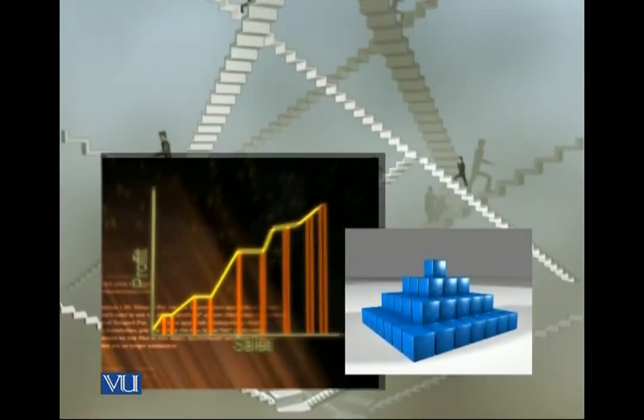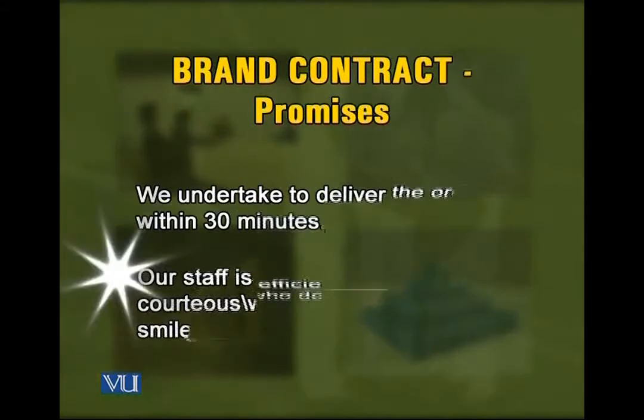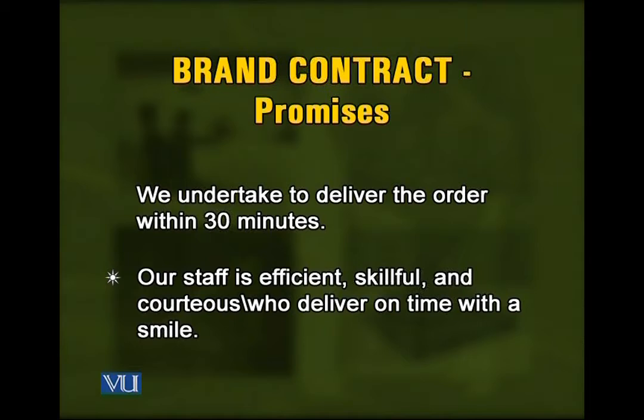The next promise the company is making with its customers is, our staff is efficient, skillful, and courteous, who deliver on time with a smile. What if that is not the case? Not everybody is courteous, but it is the objective of the company to make sure that staff members who are part of the delivery team really are very courteous, and also those who are entertaining orders or the ordering system. And those who deliver, they must deliver with a smile on their face, even if they've had an accident on their way.